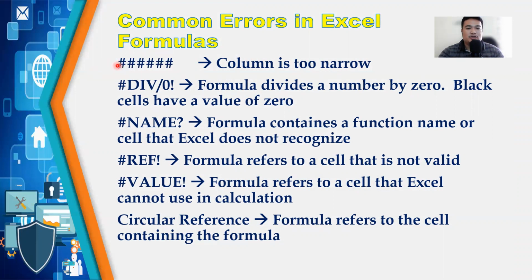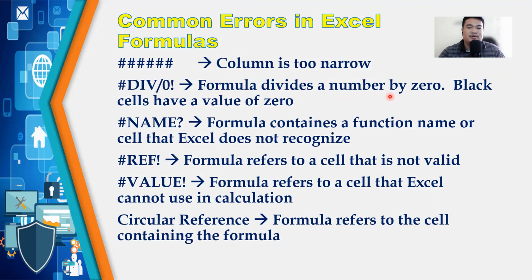na text doon sa cell, column is too narrow. Hindi niya kayang i-display lahat yung content doon sa column width. Okay, yung laki ng column. Yan. How to solve it? Palakihin mo lang yung column or paliitin mo yung value or yung font size ng text. Ganon. And if you see error just like this one, #DIV/0!, yan.